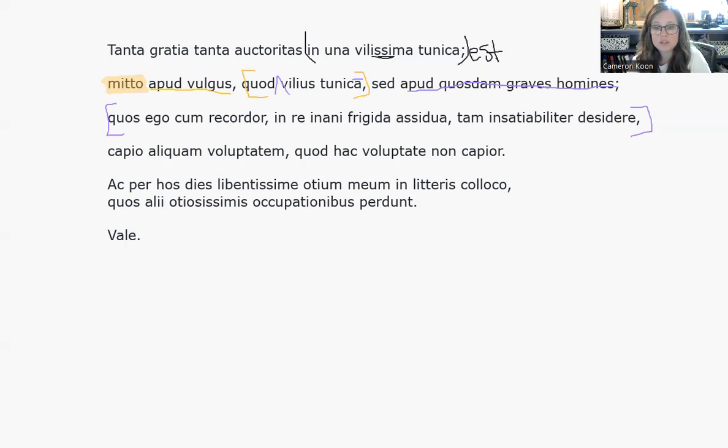But about the same serious men, meaning the educated, the people who are supposed to be taking things more seriously and being better, even they are intrigued by this tunic. And then remember, inside of this relative, there's this cum clause. So I'm talking about those same serious men, whom, when I think back, recall, recollect, that indirect statement, they sit, this is an infinitive because it's in an indirect statement. When I think back and recall that indirect statement, they sit in a situation, inane and cold and incessant, so insatiably, I seize, here's your next verb after mitto in the same sentence.